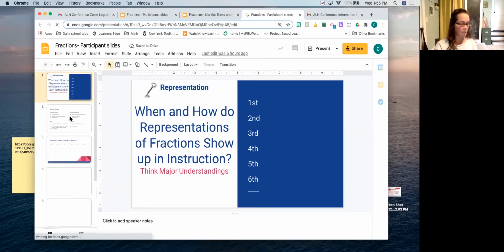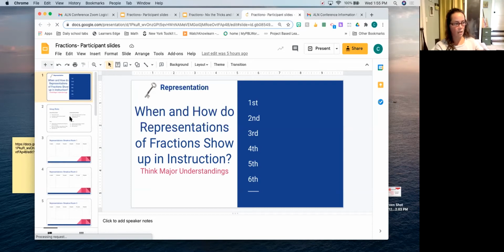So before we begin that work about thinking about how and when fractions show up in instruction, I'm going to tell you about the roles that you're going to take on in your small groups. The main reason we're thinking about when and how fractions show up in instruction is that students have to really be able to grapple with and manipulate these ideas around fractions if we want them to be able to do the really complicated work later. So if our students can't represent a fraction as part of a whole or on a number line, that's going to impact their work as they move forward.